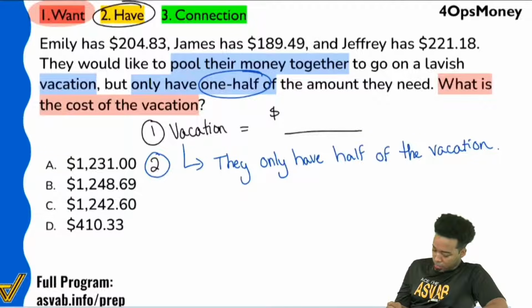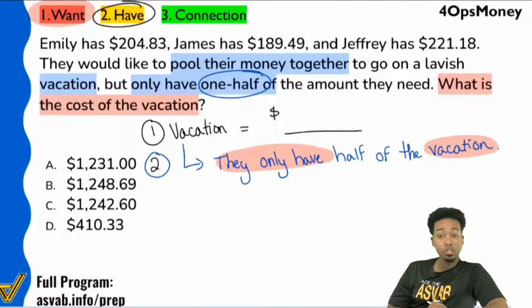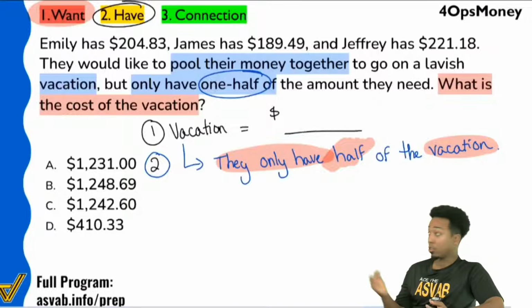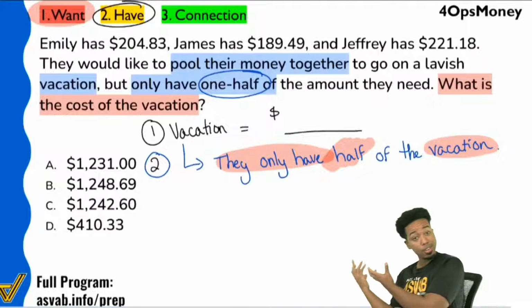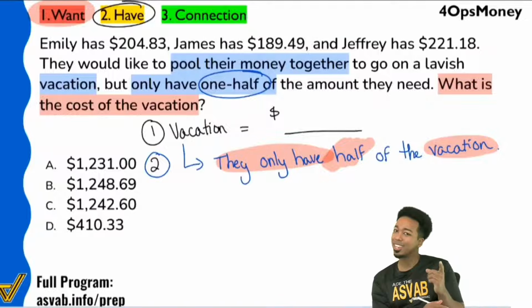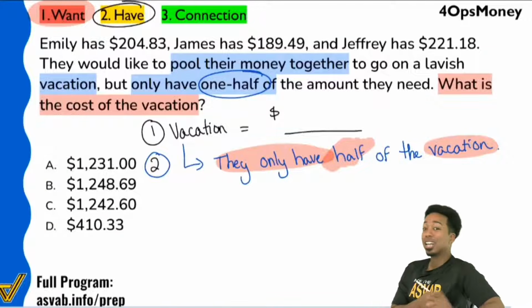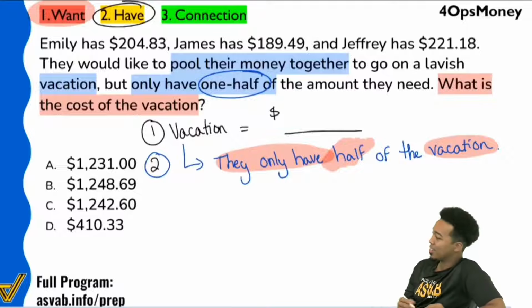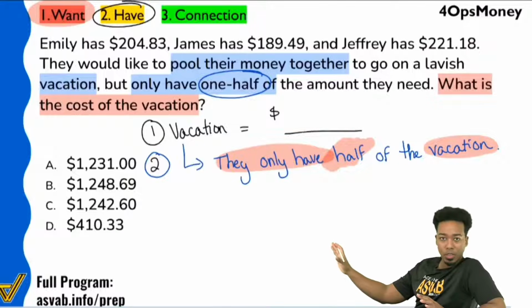Is it true that if we knew how much they have, we can get to the vacation because of the relationship here, half? There's a numerical relationship. So if I have how much they have, I can get to the vacation. How we're going to get there, we're going to talk about that in a moment. I got to make sure you know how to use your math the right way for the keywords. But that's one way to deal with it.